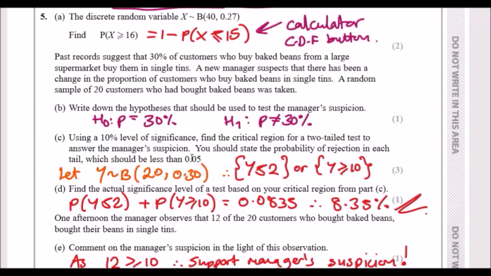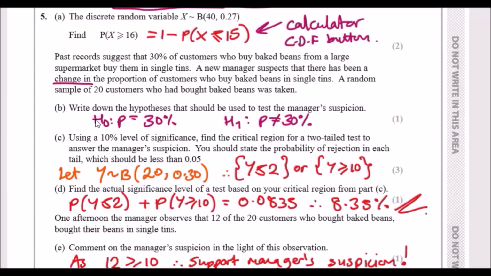Another key thing to note here is the wording. Sometimes you might hear that the manager suspects there has been an increase or a decrease. In this case, he uses the word change, so he doesn't know if it's an increase or decrease. Hence why, when you get to part B, you'll see.